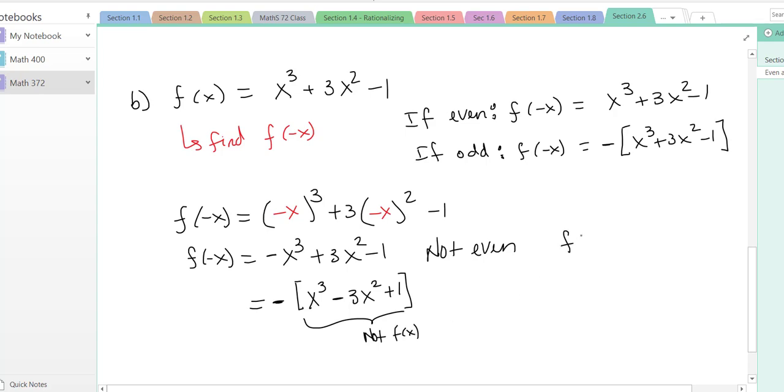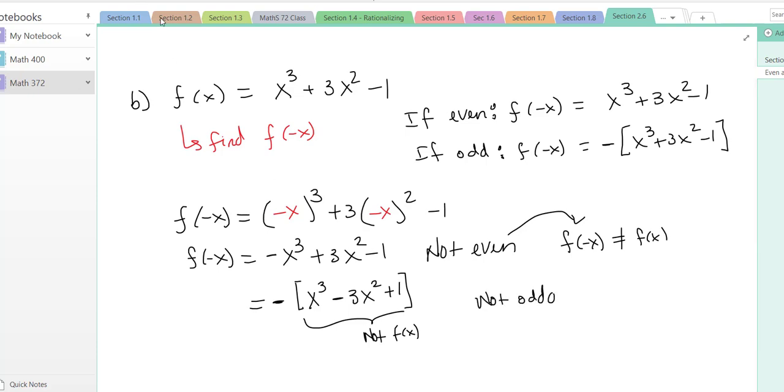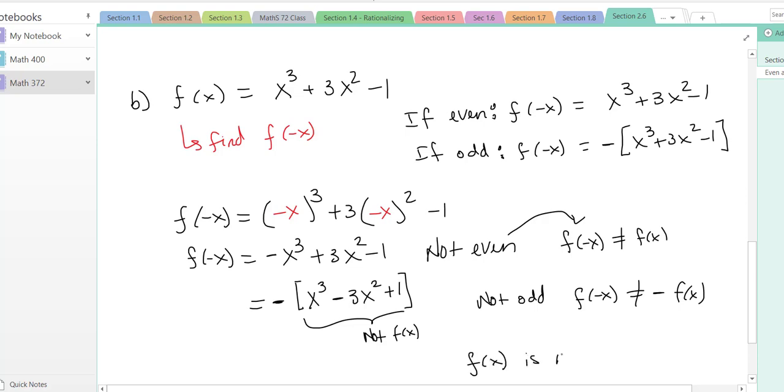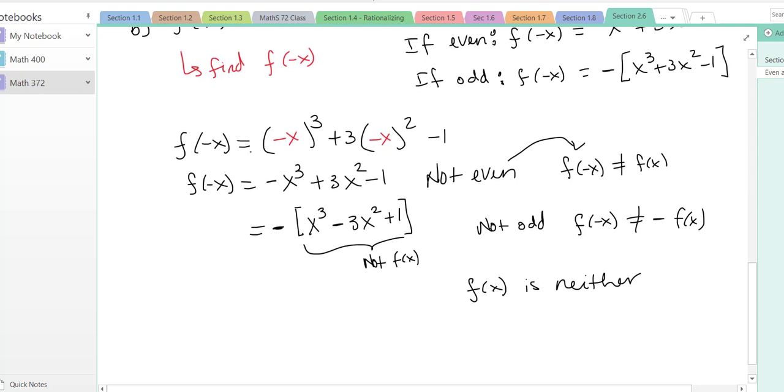So f of negative x did not give us the original function, so it's not even. And it's also not odd, because f of negative x did not give us negative f of x. So in this case, we will say f of x is neither. It's neither odd nor even. So that's what you're looking for. In an odd function, if you take out the negative, and what you're left with is exactly what you started with, then that's how you know it's an odd function. And so that's even and odd.